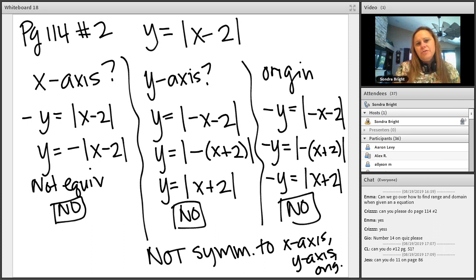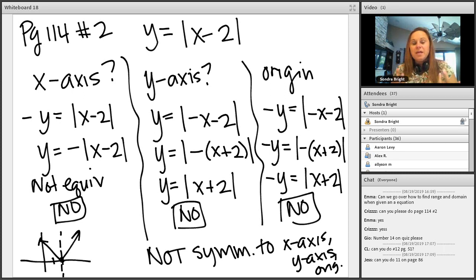And then you could see that too. Hopefully you remember absolute value is the V. X minus 2 inside parentheses means it's been shifted right 2 units, but then it's still a V. So there is symmetry in this, but it's symmetric with respect to the line x equals 2. Here's your line of symmetry, through x equals 2. So it's not symmetrical with respect to the x-axis, y-axis, or origin. It has symmetry, it's just not to any of these axes. And hopefully that made sense.